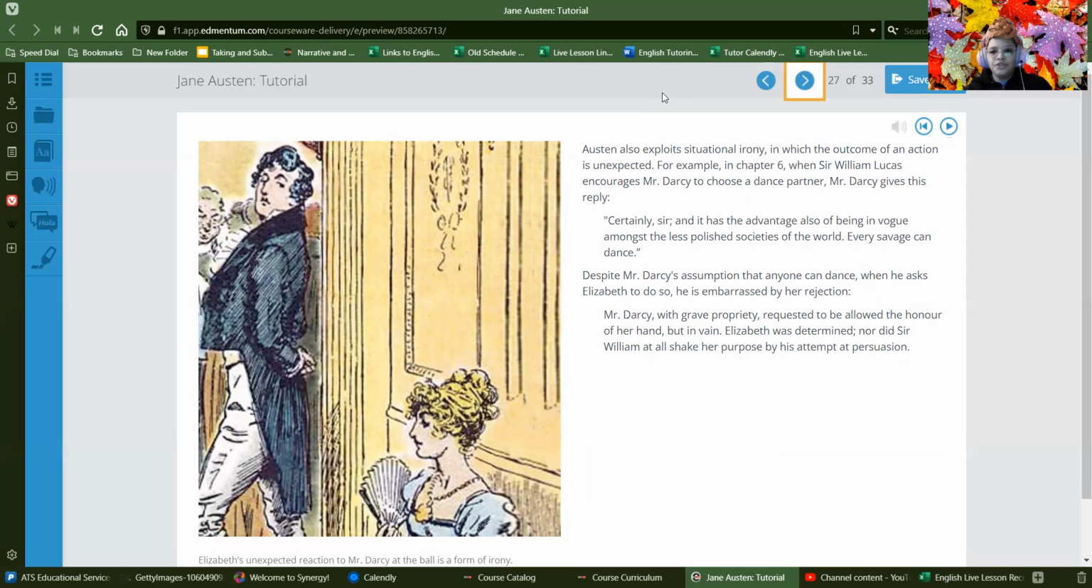Mr. Darcy is being encouraged to choose a dance partner. And what he says is, "Certainly, sir, and it has the advantage of also being in vogue amongst the less polished societies of the world. Every savage can dance." So he assumes that everyone can dance and that it benefits the lower ranks to be able to dance because then they get to dance with people who are wealthy. But he asks Elizabeth to dance, and she's like, "No, I don't want to dance with you."